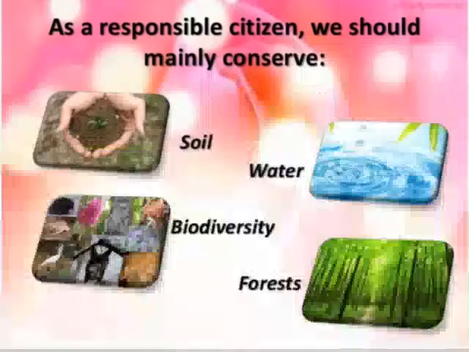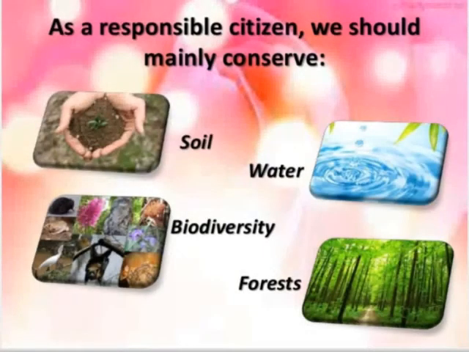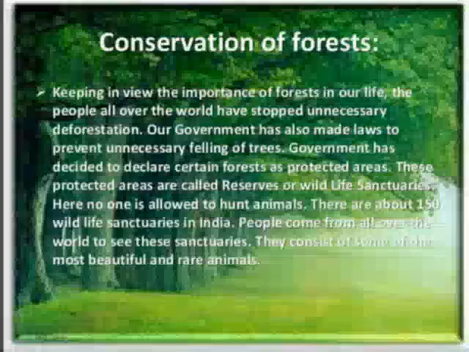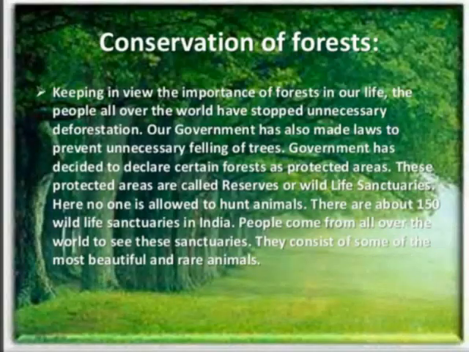So that is regarding the forest. Here in this slide, we can see the deforestation in the Amazon and African rainforest. Keeping in view the importance of forests in our life, people all over the world have stopped unnecessary deforestation. Deforestation means, children, cutting of trees unnecessarily. So, our government has decided to declare certain forests as protected areas, and these protected areas are called reserves or wildlife sanctuaries.